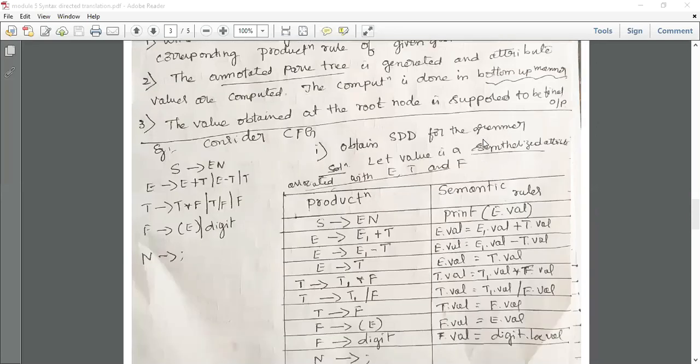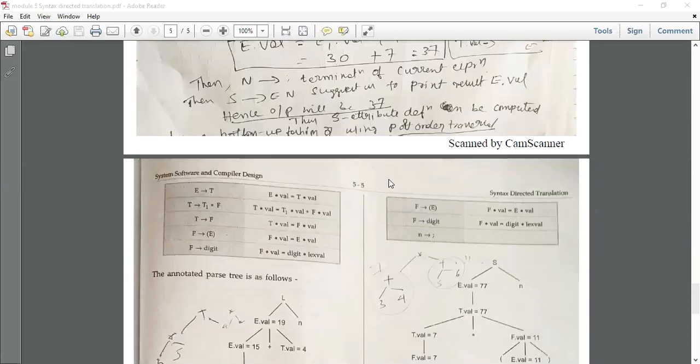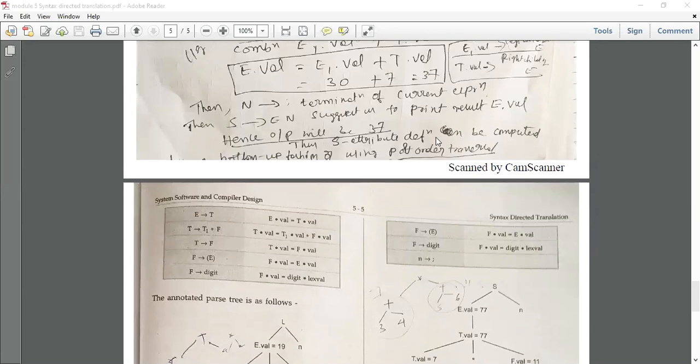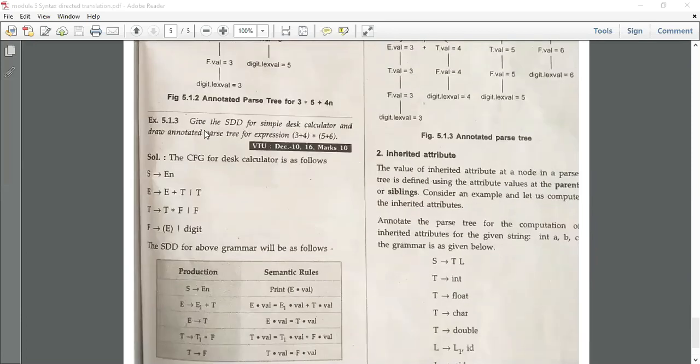So every time this bottom-up fashion shows that it is an S-attributed definition. Therefore, the S-attributed definition can be evaluated in a bottom-up fashion. One more example is there.